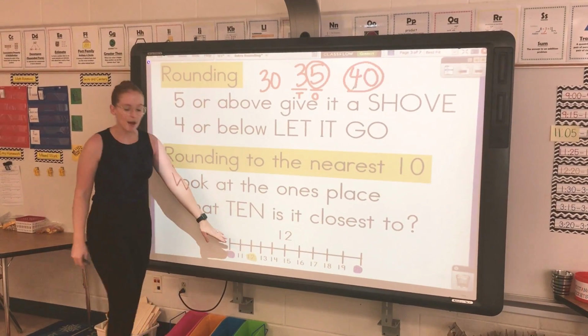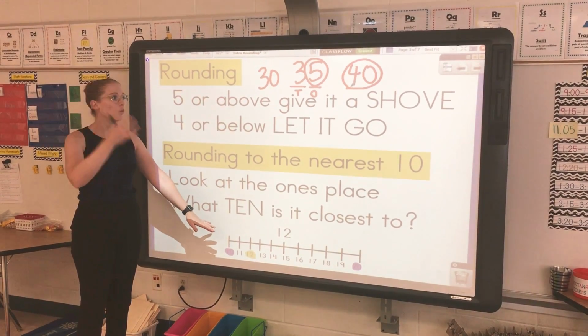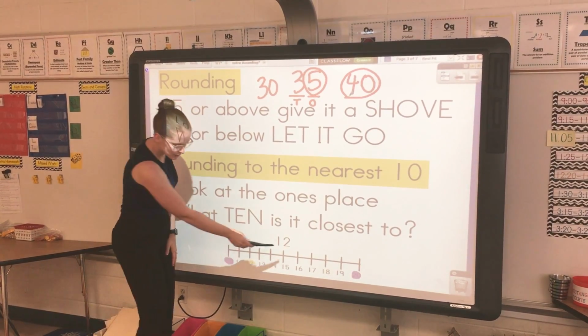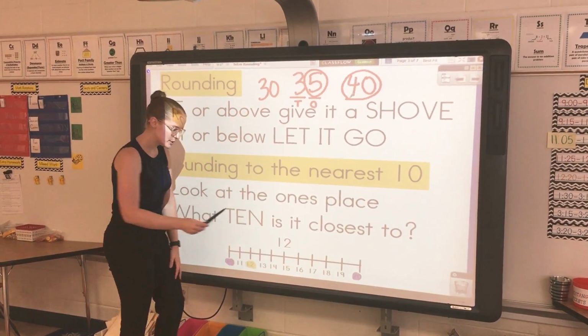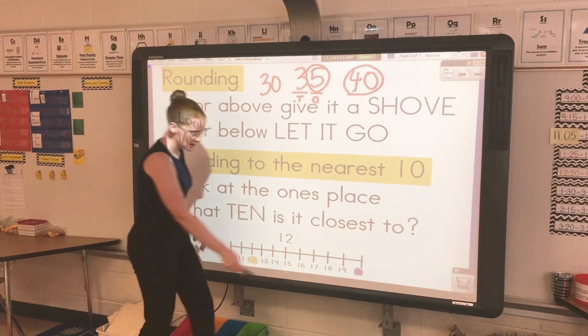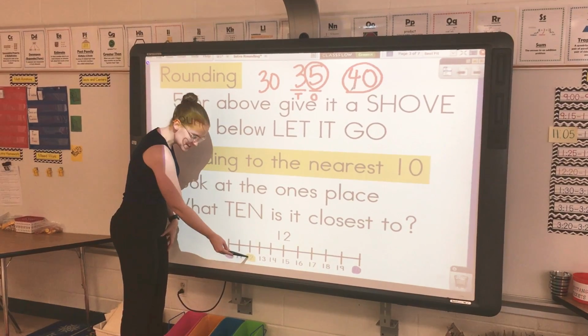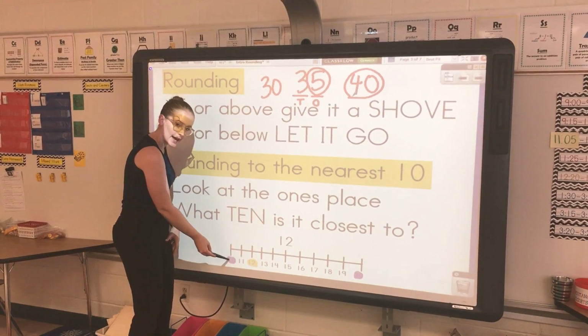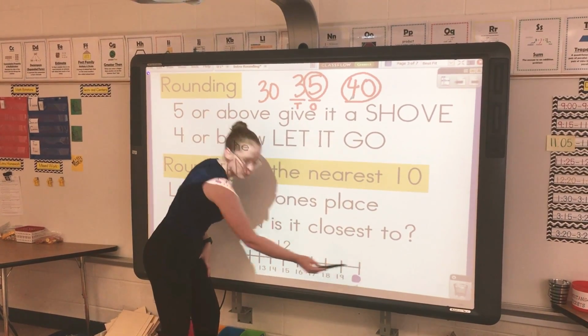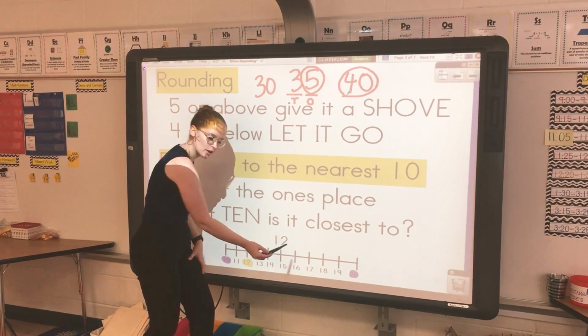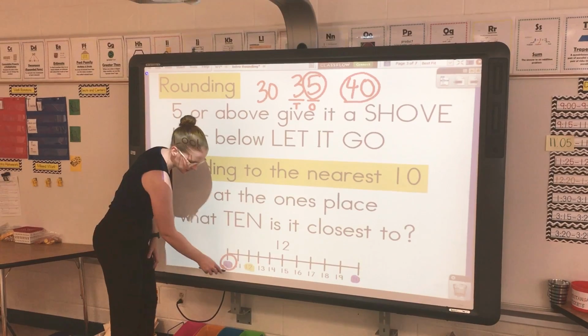We also can use a number line to help visualize which 10 it's closest to. So if we have the number 12, we know that 12 is between the two tens, 10 and 20. If we place 12 on the number line, we can see 12 is only 2 away from 10, whereas it's 8 away from 20. And so we can see that for 12, 4 or below, let it go, we round down, and the nearest 10 is 10.